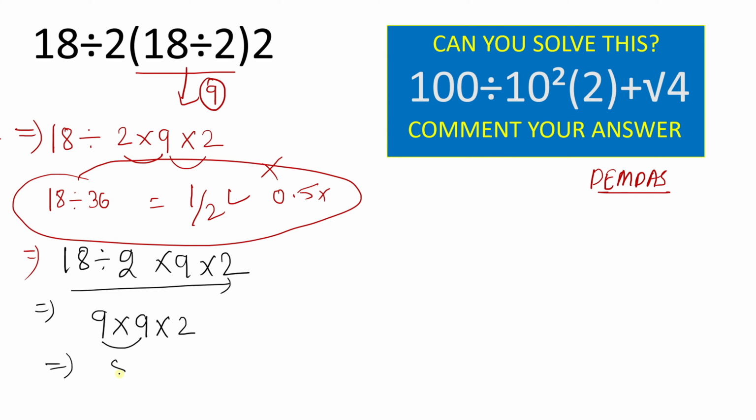Now 9 times 9 will give result 81, times 2. And here 81 times 2 will give result 162. So for the first question, we have the answer 162.